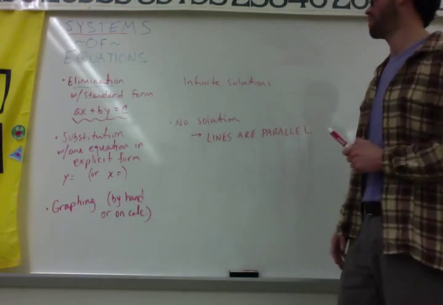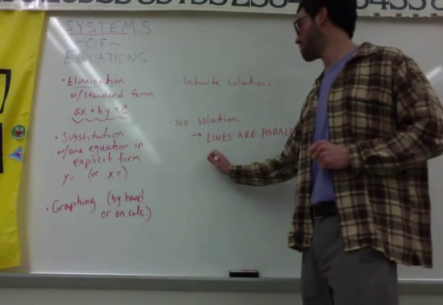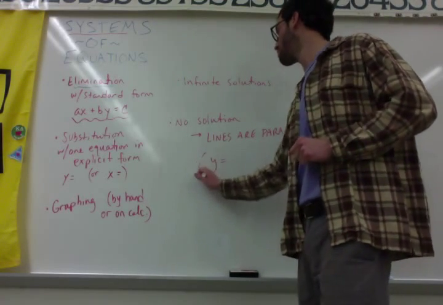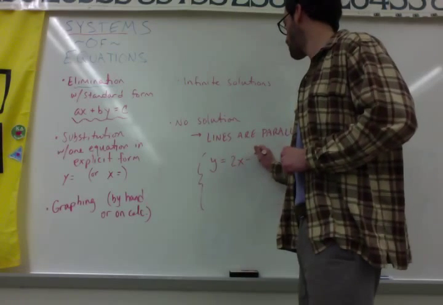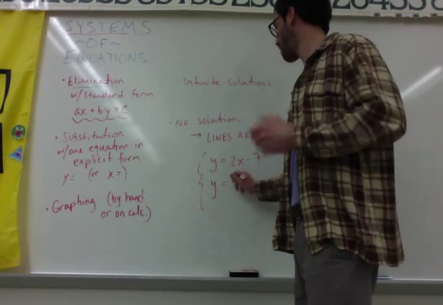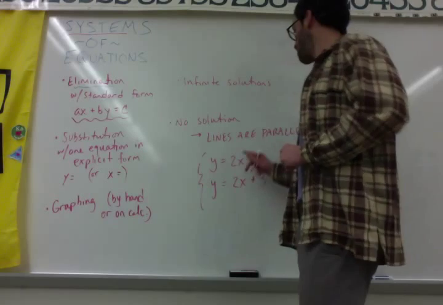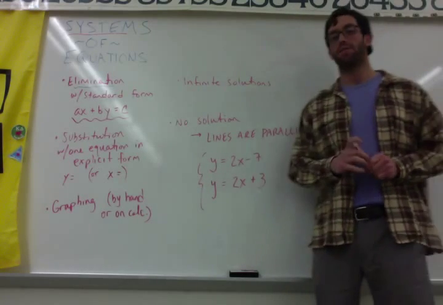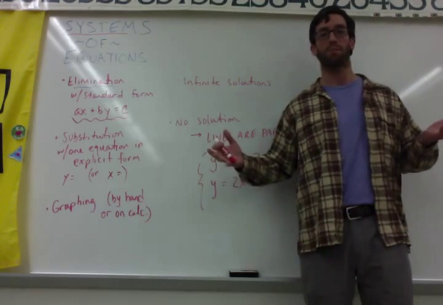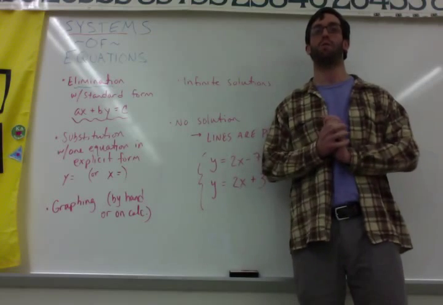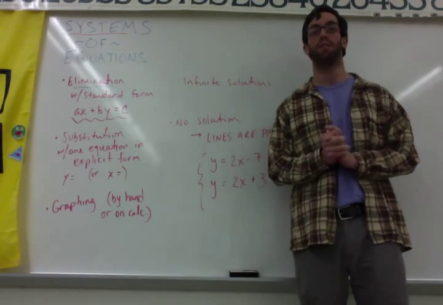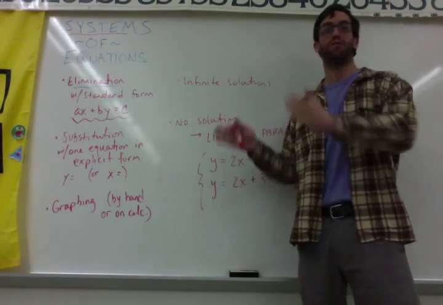So one example of a system of equations where there would be no solution is y equals 2x minus 7 and y equals 2x plus 3. These are two lines. Both have the slope of positive 2. They have the same slope. They are going to be parallel lines. There will be no solution to the system because a solution is where the lines meet, and these don't meet.